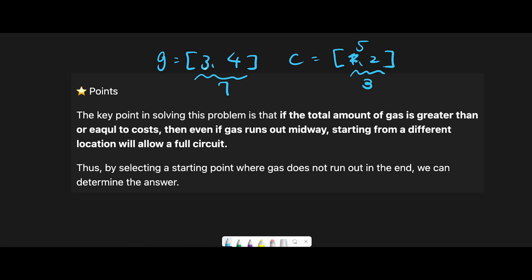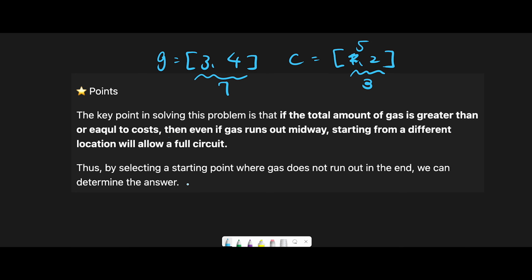So even if gas is short, like gas is 3 and the cost is 5, that is minus 2, right? But we have extra 2 gas, so that's why remaining gas is 0. So in this case, we should return index 1 as a starting point. Thus, by selecting a starting point where gas does not run out in the end, we can determine the answer.